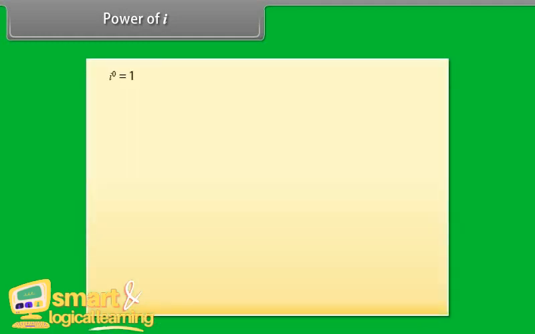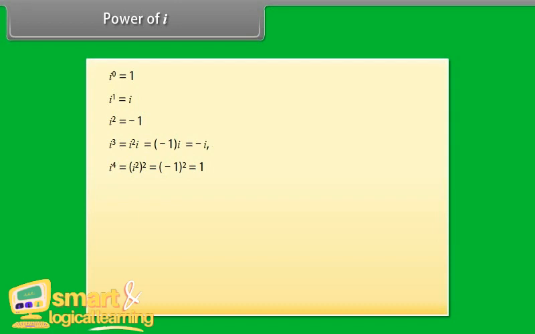Powers of iota. Let's now learn about the powers of iota. I raised to power 0 is equal to 1. I raised to power 1 is equal to i. I raised to power 2 is equal to minus 1. Iota raised to the power 3 can also be written as iota square into iota. We know iota square is minus 1. We get minus iota.